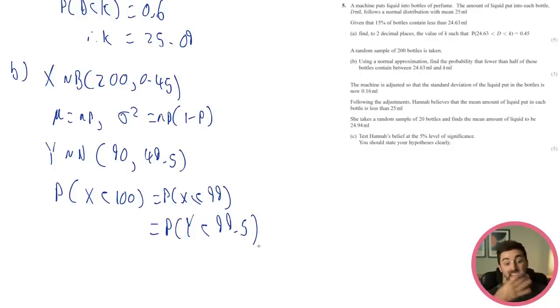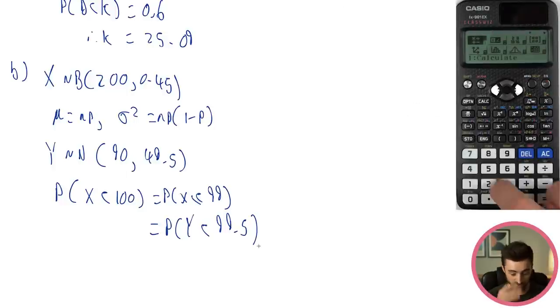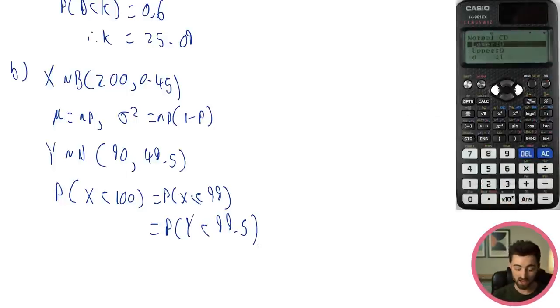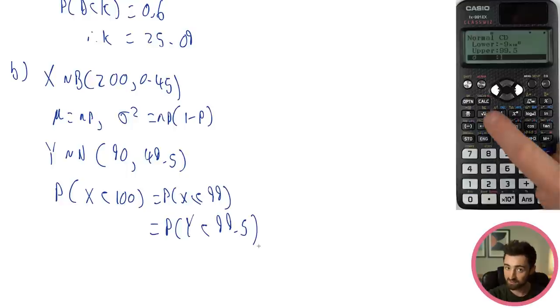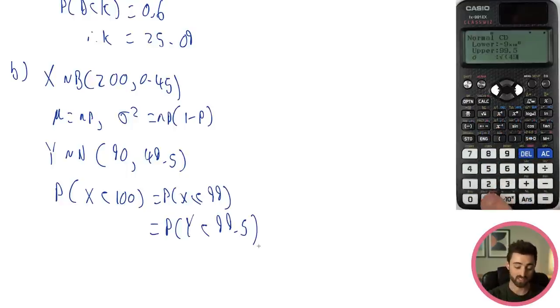So in this case, now I'm ready to use this. I can go to my calculator at this point. I can go to normal CD again, because that's what I'm doing. I'm using this less than. My lower is just a really low number, minus 9999, whatever, doesn't matter. Upper is going to be this 99.5. Sigma, so this is why I was talking about that square root of 49.5 before, because you put sigma into your calculator, not sigma squared. So I'm not going to put 49.5 in, I'm going to put the square root of 49.5 as my sigma, and my mu is going to be 90. Press equals, and I get my probability. So that's going to be 0.9.